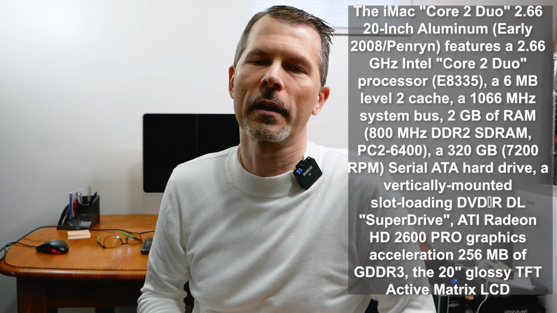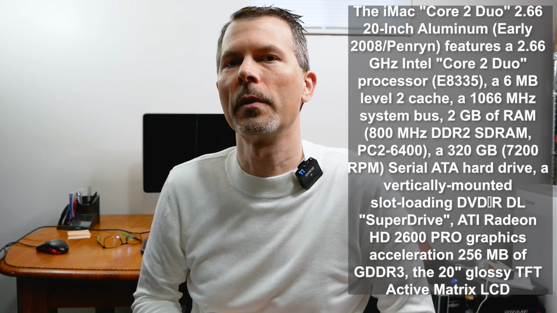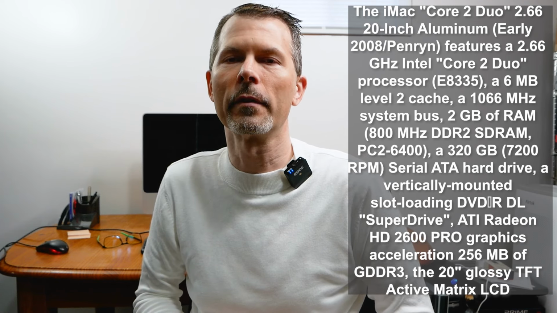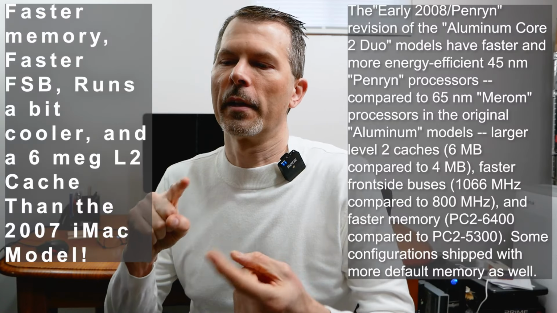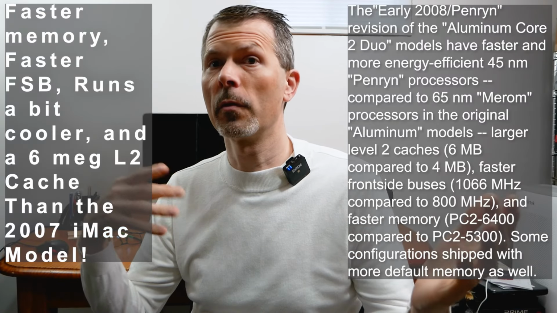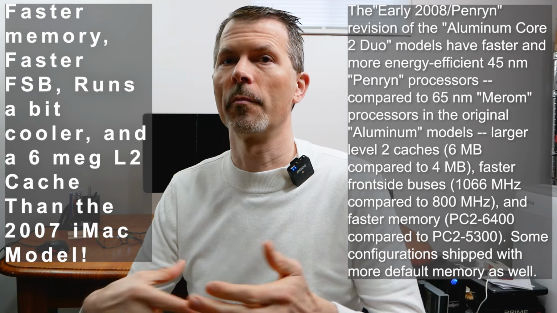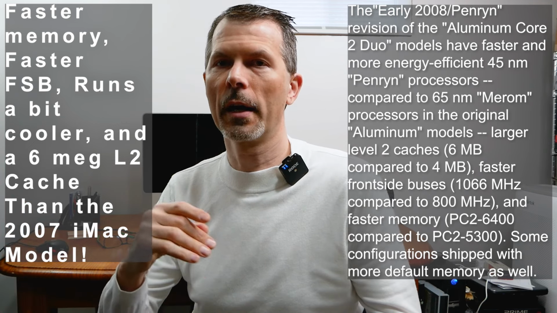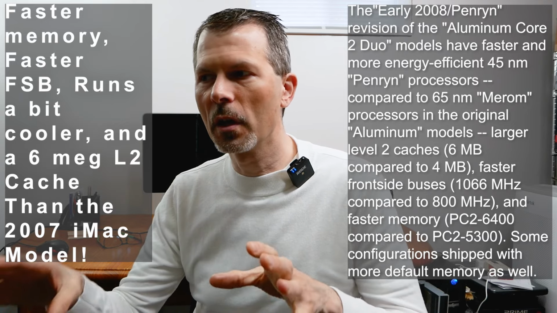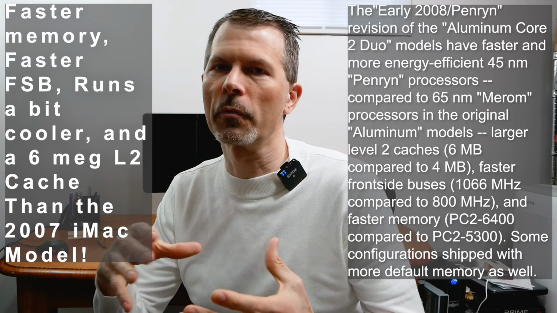This 2008 Mac came with a 45 nanometer CPU, a Core 2 Duo running at 2.66 gigahertz, and it has a 6 meg L2 cache. This meant that it ran cooler than the 2007 model that I had in the previous video, which ran at 2.8 gigahertz, and it has more L2 cache. So overall, it should have a little bit of a performance edge.